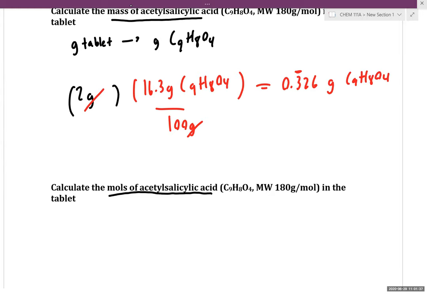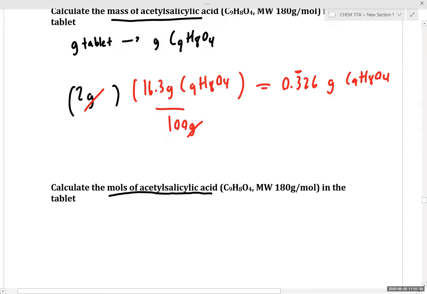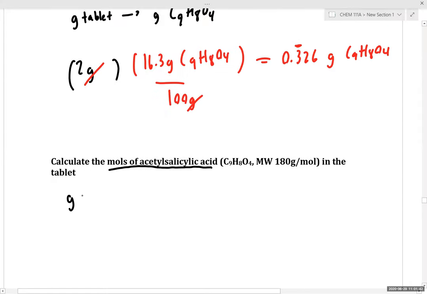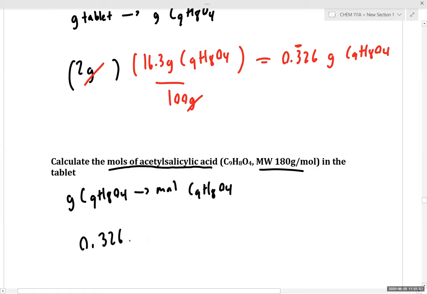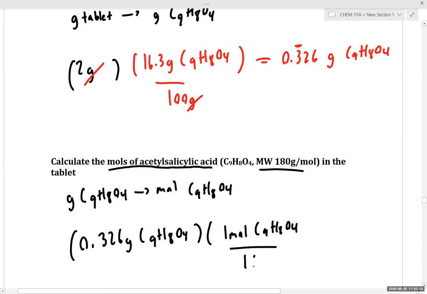Now that we have the mass of acetyl salicylic acid, it's quite easy to calculate the moles. So in this case, we're going from the grams of acetyl salicylic acid to the moles of acetyl salicylic acid. And to do that, we're going to use our molar mass, which is conveniently provided to us. So we have 0.326 grams. And we know in 1 mole of our sample, we have 180 grams.